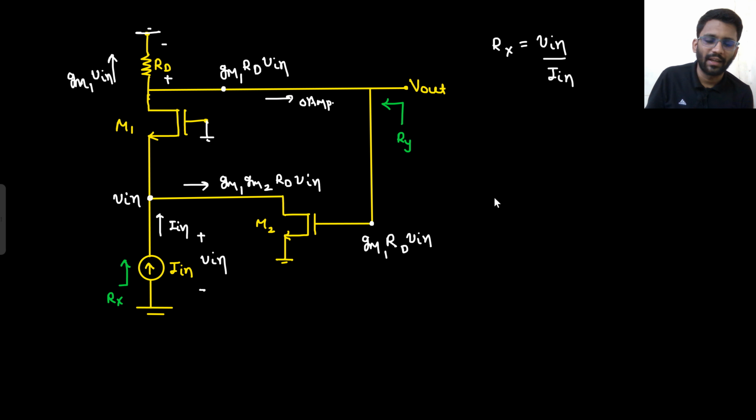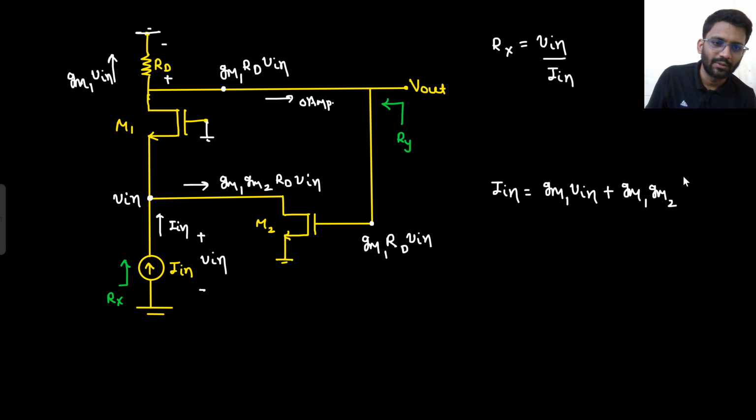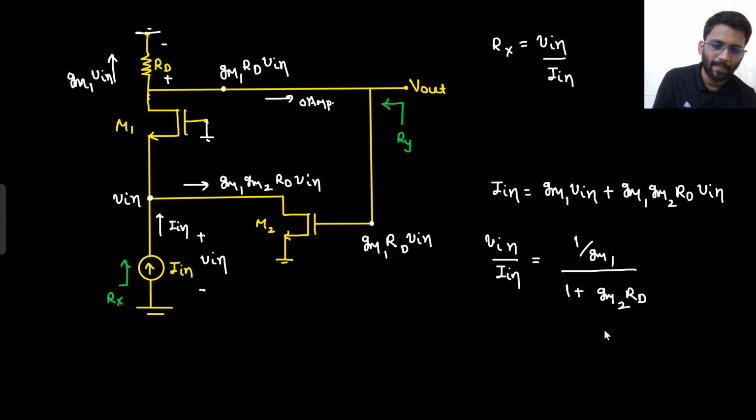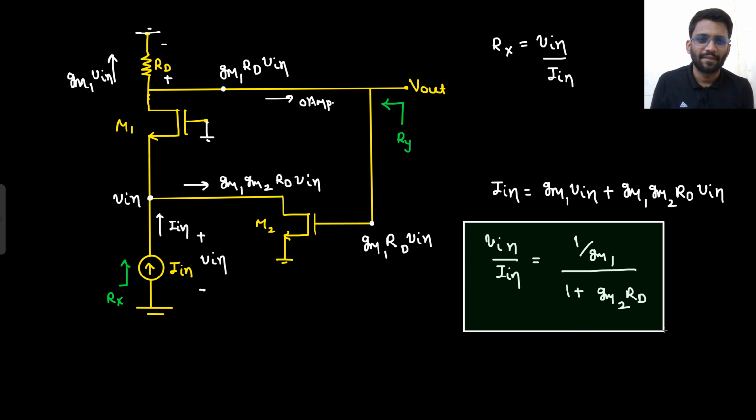So from I in, what do you see? I in is equals to, in the upward direction there is current GM1 V in, and in this direction also there is current, that is GM1 GM2 RD into V in. So what will be your V in by I in? V in by I in is 1 by GM1 divided by 1 plus GM2 RD. So this is your Rx voltage, right? This is your Rx voltage. So second answer we have got.